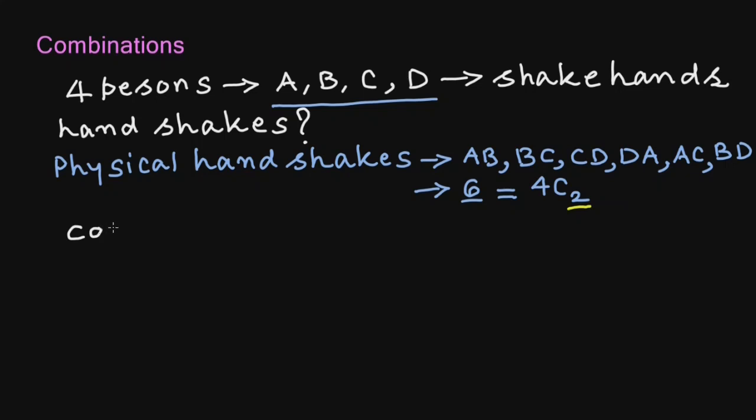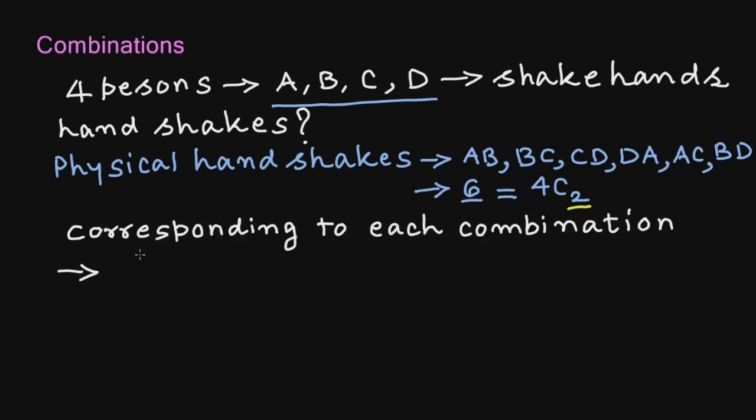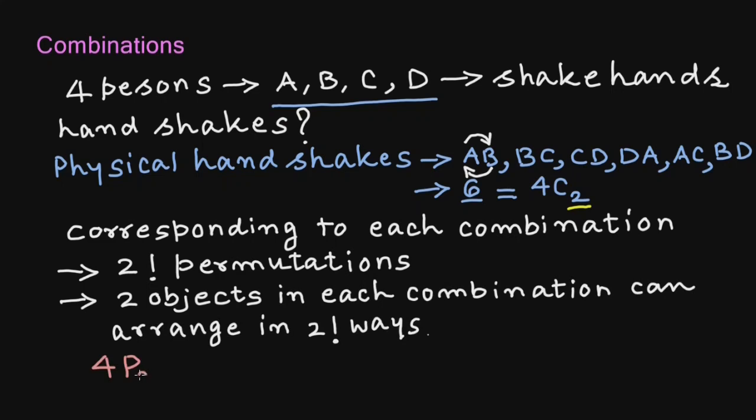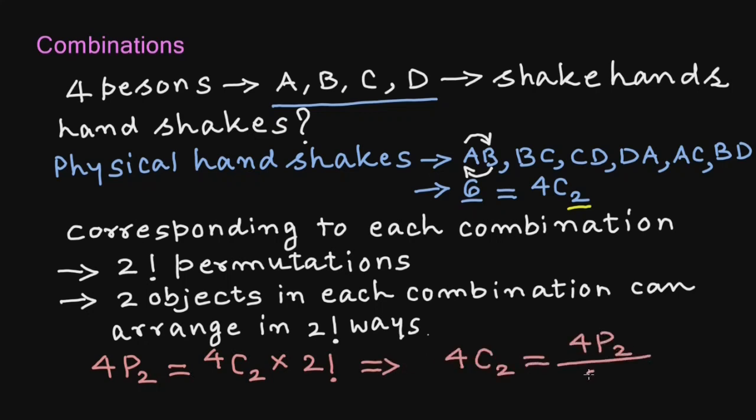Here, corresponding to each combination, we have 2 factorial permutations, for example A shaking hands with B and B shaking hands with A, because 2 objects in each combination can be arranged in 2 factorial ways. So we write 4P2 equals 4C2 multiplied by 2 factorial, which implies 4C2 equals 4P2 upon 2 factorial. Please note this relation.